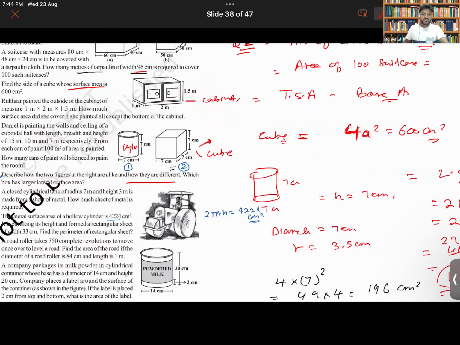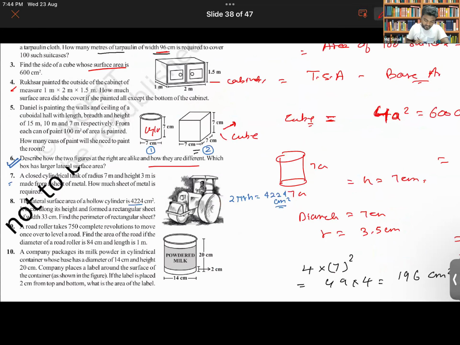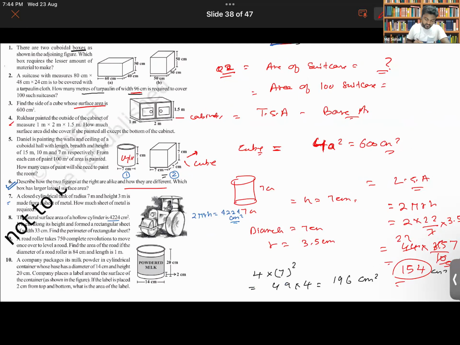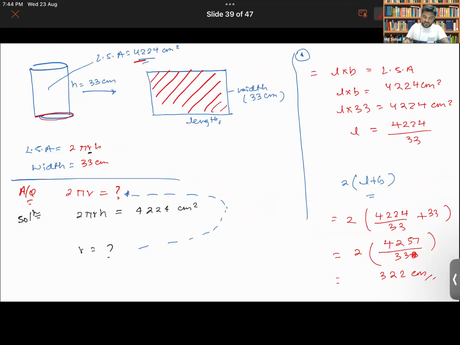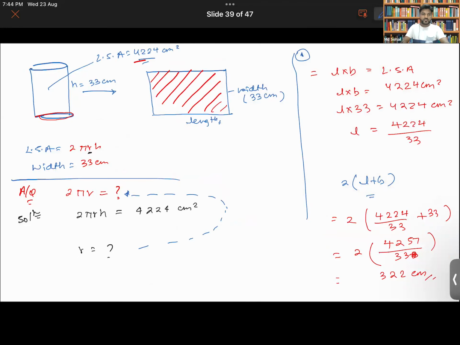That one is also a pretty simple question. The question says that this is a road roller that takes 750 complete revolutions to move once over to level a road. You need to find the area of the road if the diameter of the road roller is 84 centimeter and length is 1 meter. Would you like to take the screenshot of this one?